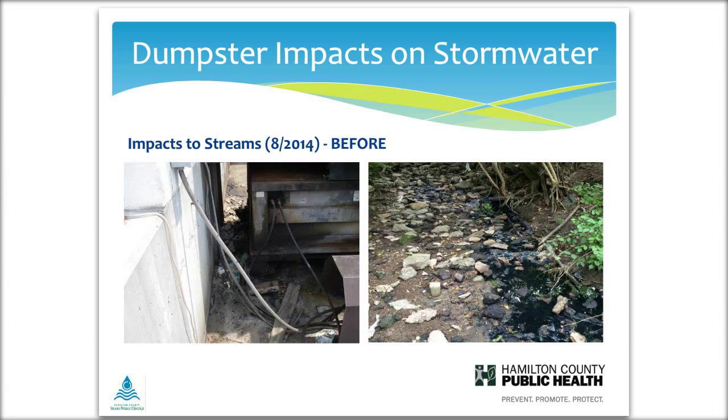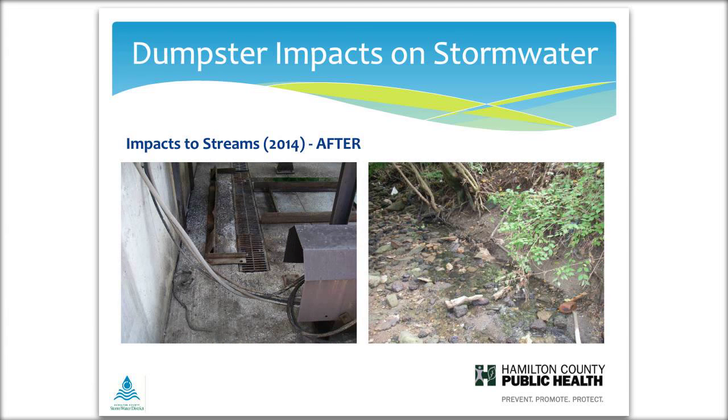Here's another example. This was another compacting dumpster. The storm drain is directly underneath the dumpster. The water actually was black. And here's the after, same location. The water cleared up, and the dumpster was removed. I'll go back one last time to take a look. You can see the difference.